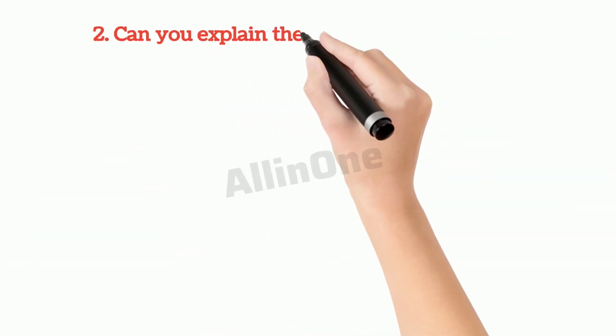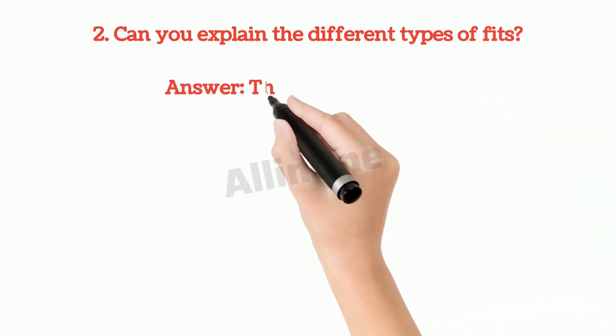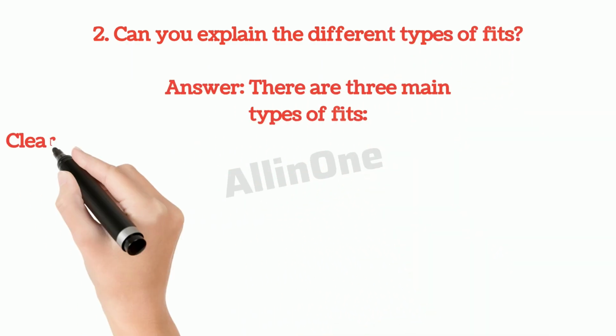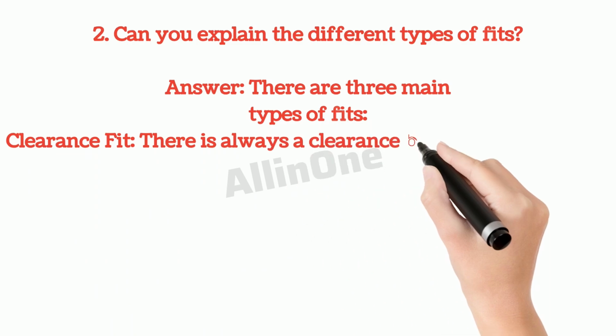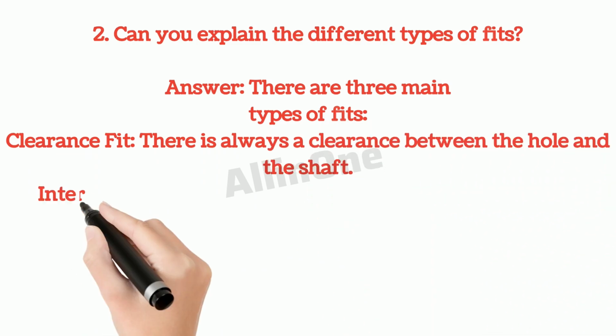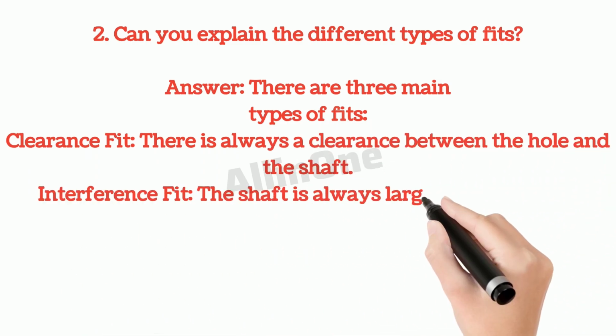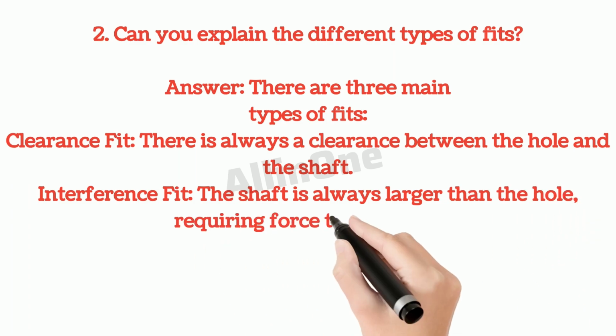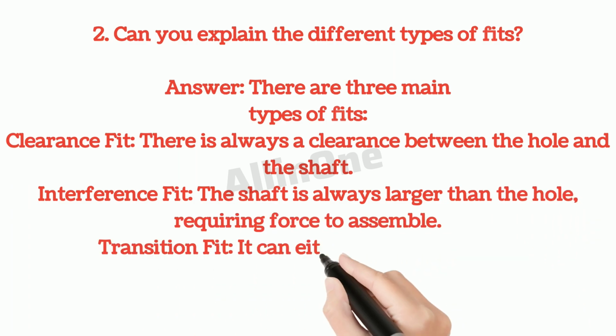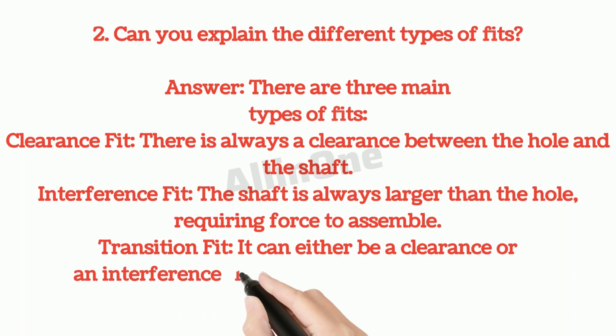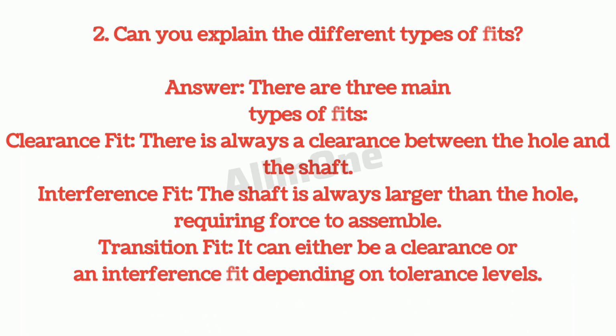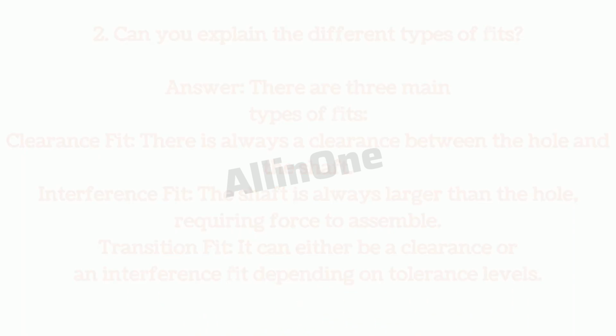2. Can you explain the different types of fits? Answer: There are 3 main types of fits. Clearance fit: there is always a clearance between the hole and the shaft. Interference fit: the shaft is always larger than the hole, requiring force to assemble. Transition fit: it can either be a clearance or an interference fit, depending on tolerance levels.